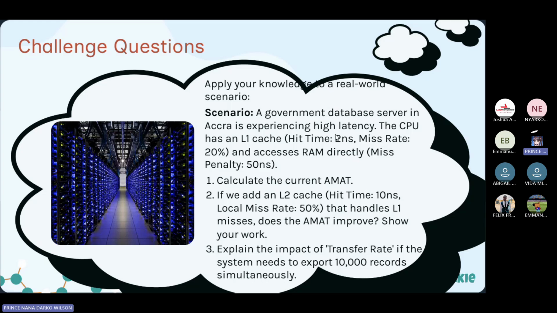Excellent. Now, if we add a level 2 cache with a hit time of 10 nanoseconds and a local miss rate of 50% that handles level 1 misses, does the average memory access time improve? Let's show our work. Show your answers and let's see if it improves or not.